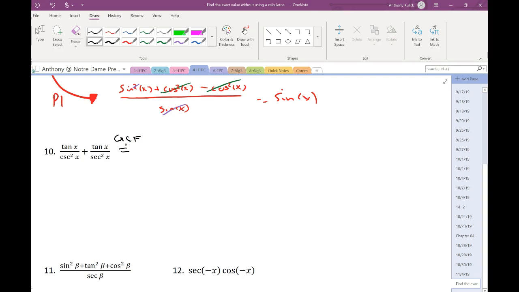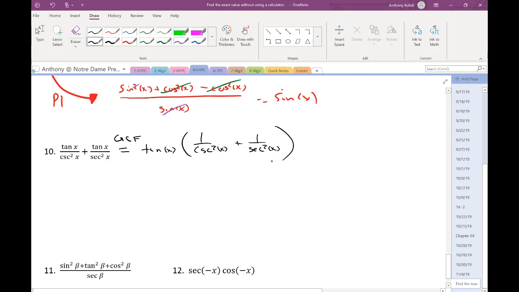What's the greatest common factor you see there? Secant squared? What's the greatest common factor? Tan x, right? Everybody see that? Everybody okay with that?